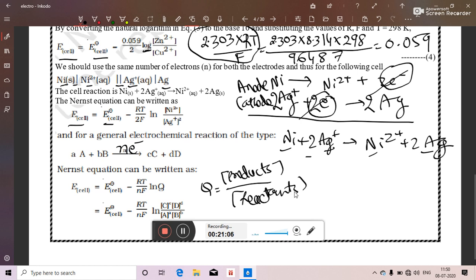Now for this equation we can write E cell as equal to E naught cell minus RT upon nF natural log of the products C and D. So we can write the square bracket, that is concentration of C raised to c, multiplied by concentration of D raised to d, upon concentration of A raised to a multiplied by concentration of B raised to b. So this is the way how E cell is written.